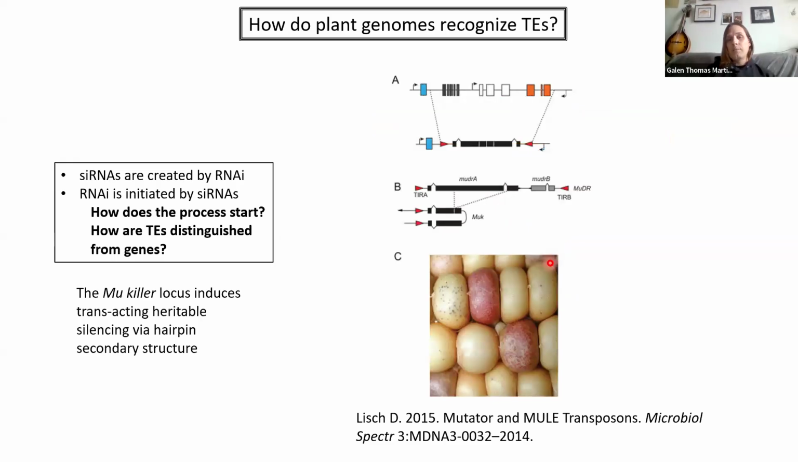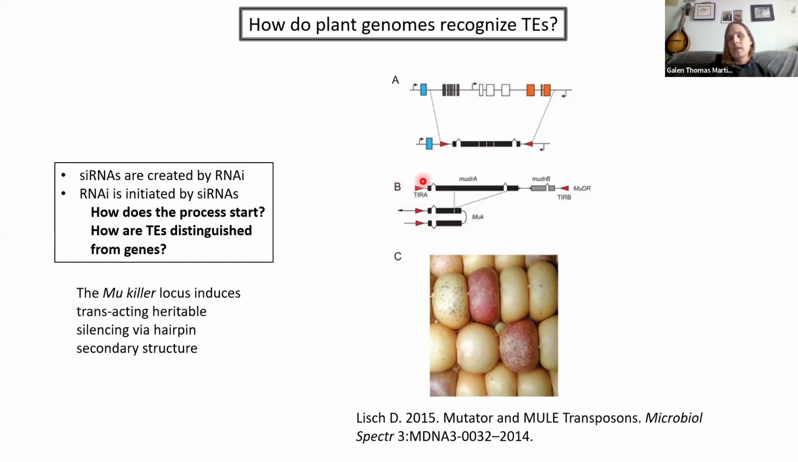And one of the few examples that we actually have of initiation of silencing of an active element comes from Damon, my current advisor, who in the 90s discovered this particular locus called Mu killer. And Mu killer is interesting because it heritably silences a particular transposable element called Mutator. And what this scheme here is showing is, in A, we have the full Mutator element, and in B, we have the Mu killer locus.